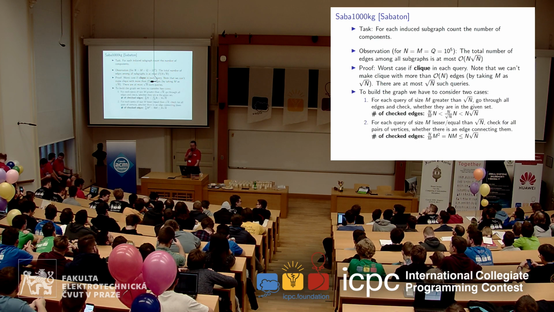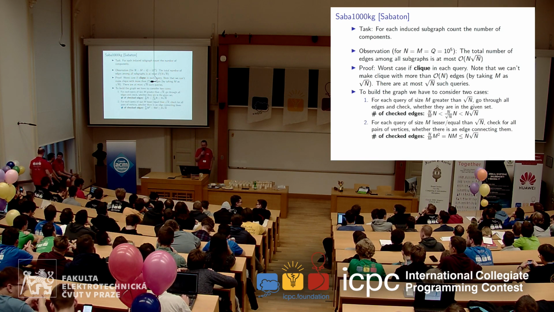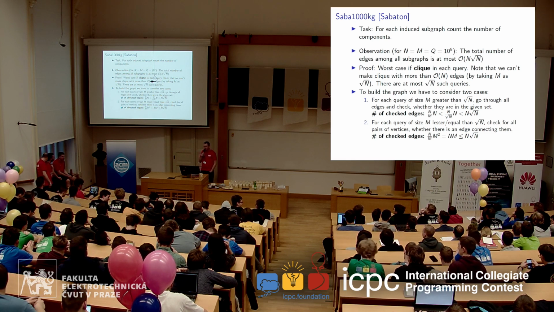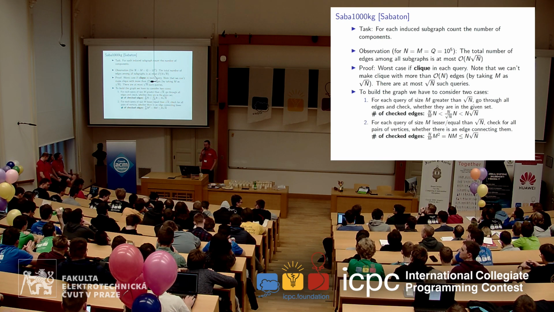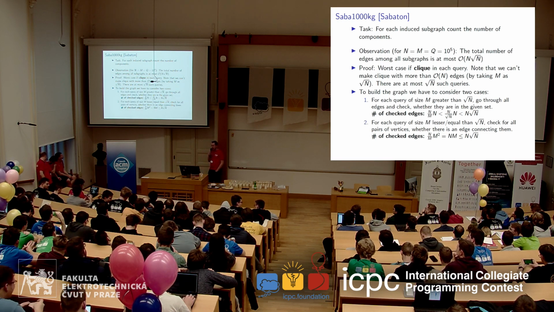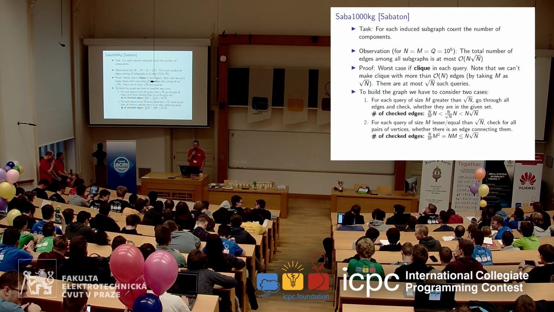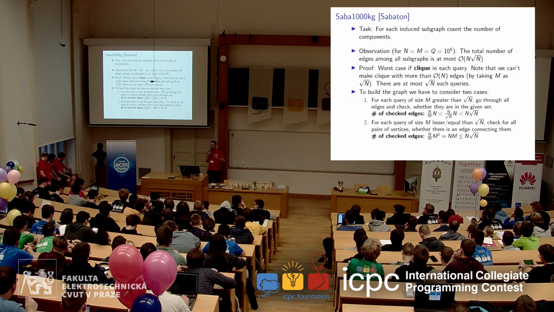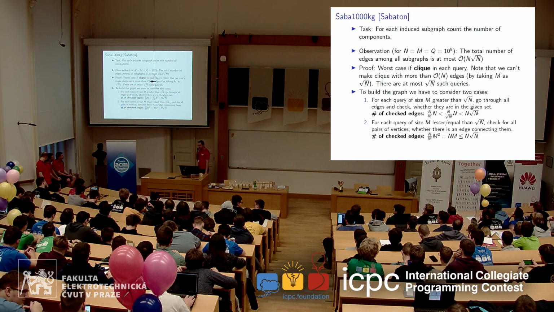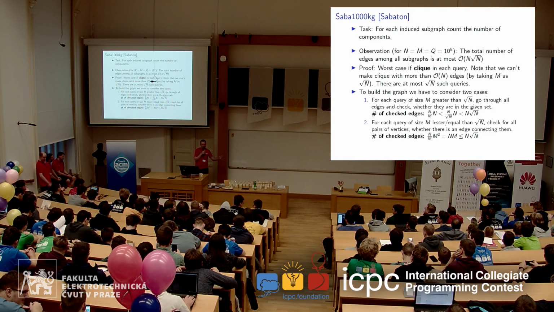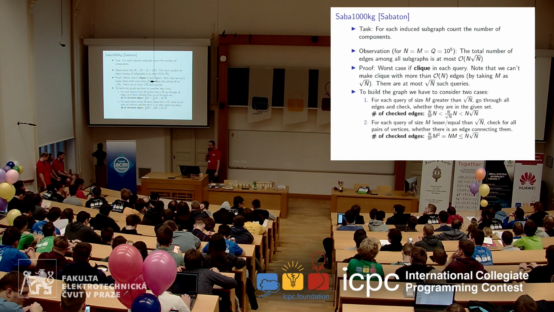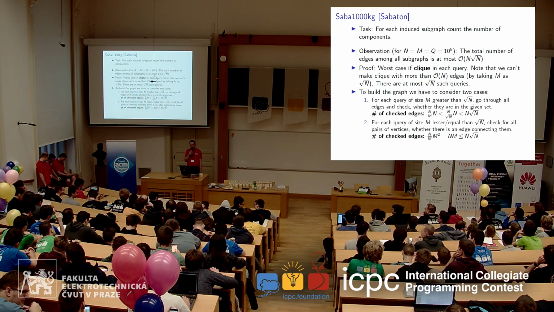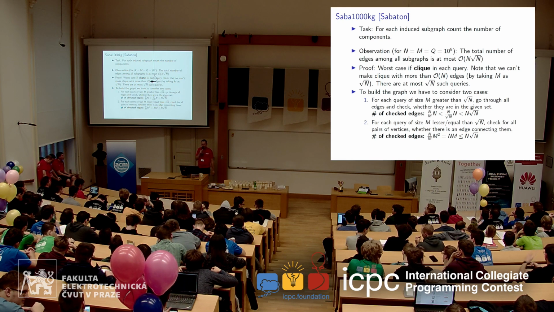Therefore we decompose the problem into two cases. Whether we have a query of size m which is greater than square root of n, we go through all of the edges and check whether they are in the given set. And if we have the case when the query size is less or equal to the square root of n, we check all pairs of vertices and check whether there is an edge between them in the original graph. As we move farther from the square root of n, we get even better bounds on the number of edges we have to try. But in the worst case it's n times square root of n.